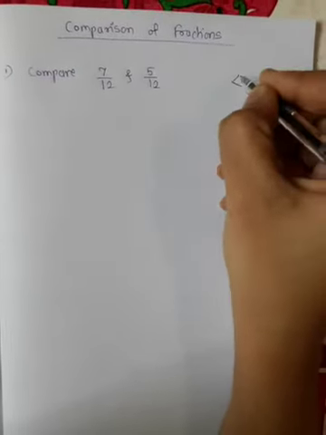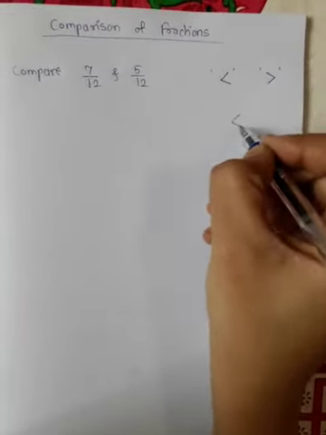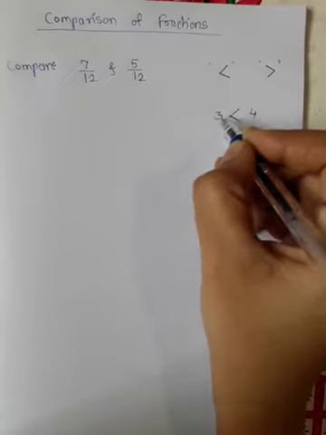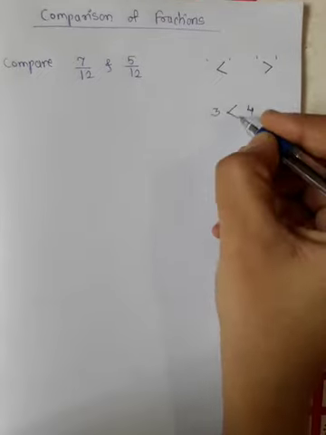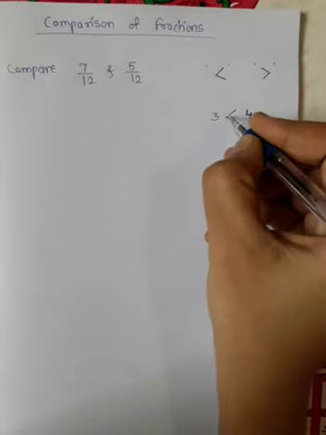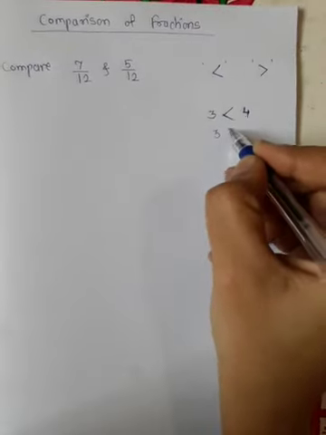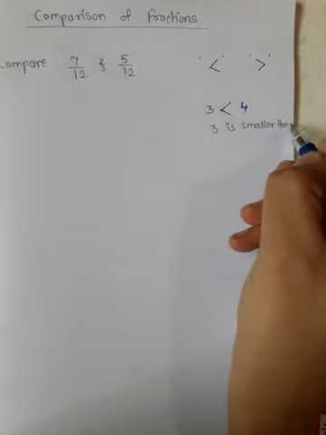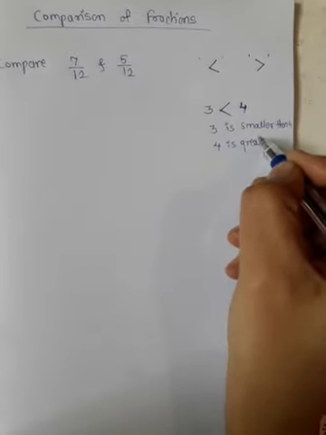These two signs. So see the meaning of this sign. Here on this side we write the smaller number, and on this side we write the greater number. This open side always has the greater number, and on this closed side there is always the smaller number. We read it as 3 is smaller than 4, or you can read it as 4 is greater than 3.